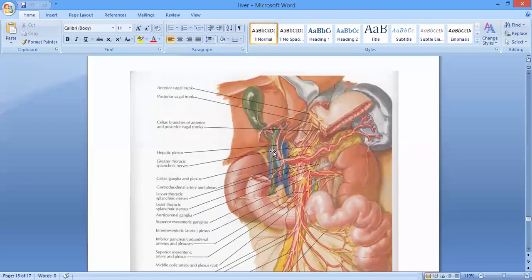Right? So the sympathetic part of the hepatic plexus is contributed by the greater and the lesser splanchnic nerves, whereas the parasympathetic part is going to be contributed by the anterior vagal trunk, which gives the large hepatic branch. Okay, we have studied about this. Up to here, any problem, बच्चे? Okay.